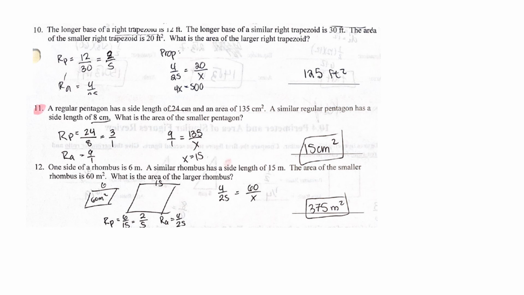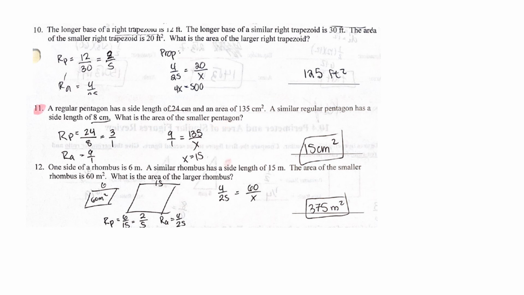A regular pentagon has a side length of 24 centimeters and an area of 135. So kind of keep organized here, right? We're talking about a length and then an area. And then another similar pentagon has a side length of 8 centimeters. What's the area of the smaller pentagon?